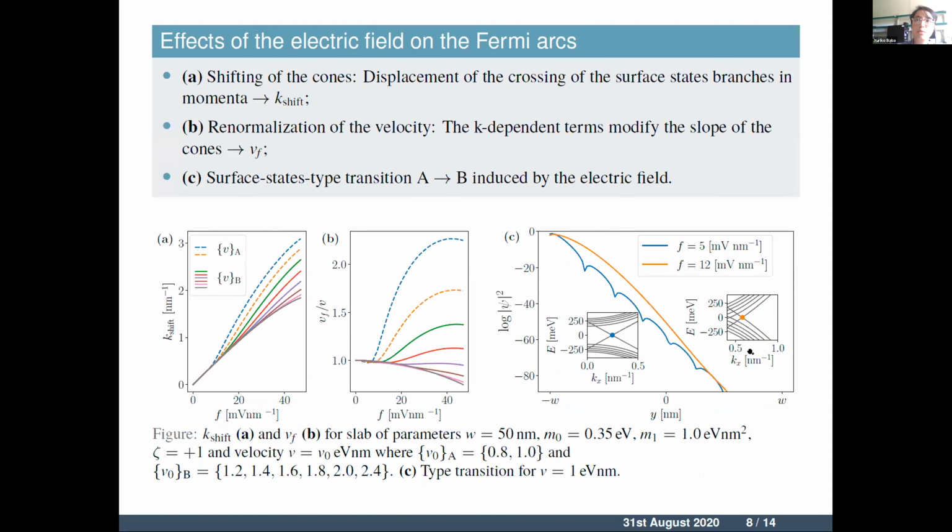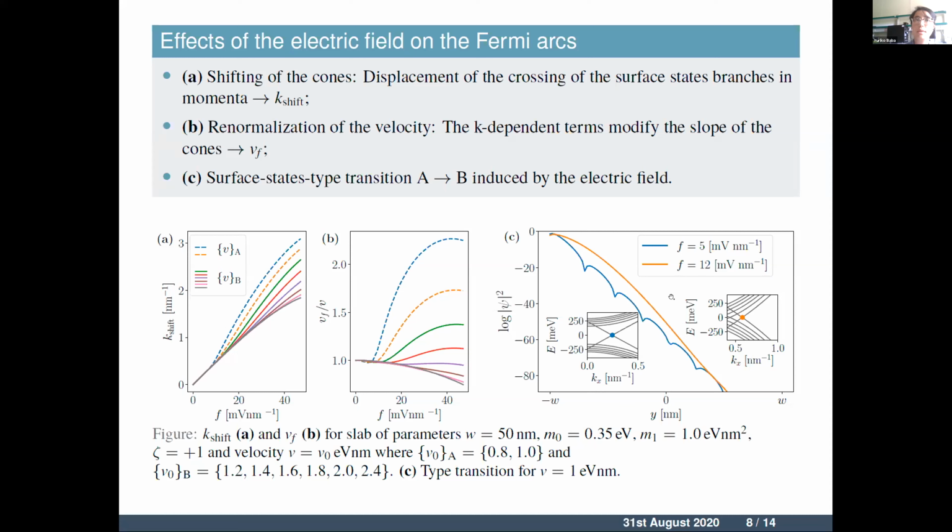Studying the bands in more detail, we identify three main effects of the electric field. First of all, a shifting of the cones is induced, and this is simply related to the change of the potential of the surface. This first figure shows the shifting of the cones in momenta versus the electric field. The second and more interesting result is the renormalization of the velocity due to the momentum-dependent terms that modify the slopes of the cones. The second plot shows the velocity renormalization versus the electric field, and in both plots, both quantities are reported for a range of velocity corresponding to type A in dotted line and type B states in straight lines.